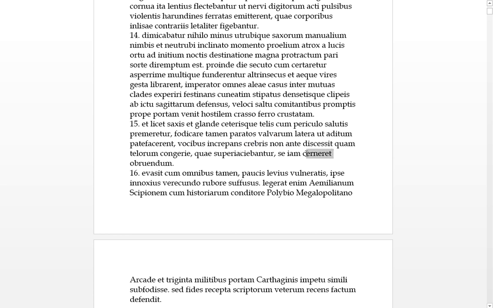Now he discerned, cornerated, that say him and his friends were going to be obruendum, overrushed, overcome with all these congeries of missiles which are coming in. And so he decided to leave. 16. He evaded it. We have a word like that in English. Evaded is what we use. Tamen. Nevertheless, he evaded cum omnibus with all his men.